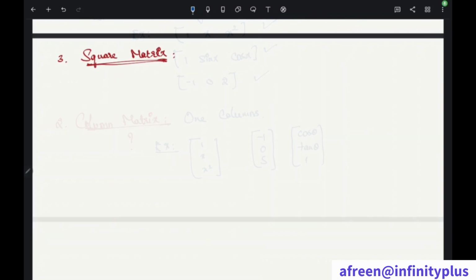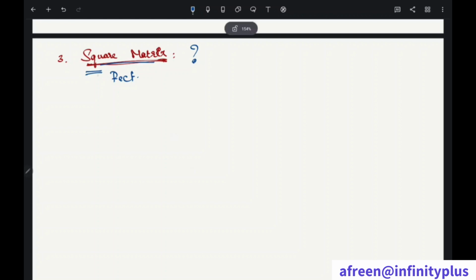So the next type is the square matrix. You have already understood what a matrix is. A matrix is a rectangular arrangement. You have studied the rectangular arrangement, so how come it will be a square? Let's understand how a rectangular matrix gets converted into a square matrix. Consider I am taking a general matrix of order m cross n, meaning any matrix having m number of rows and n number of columns.